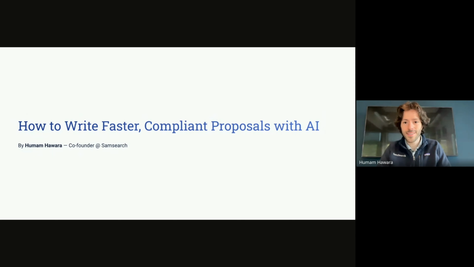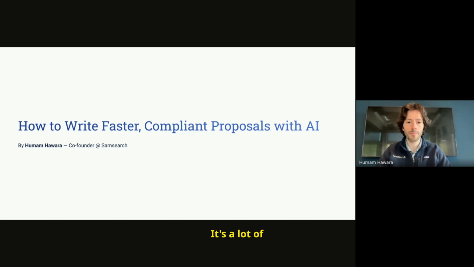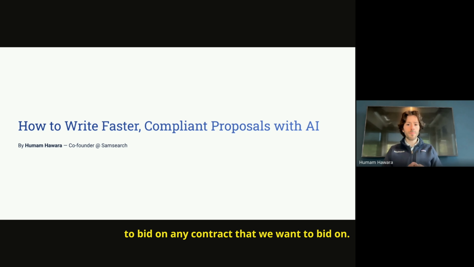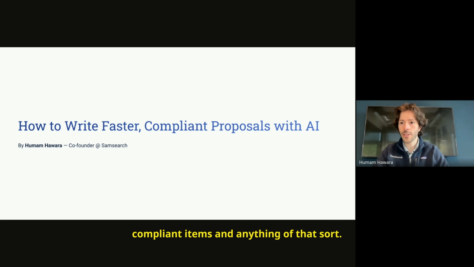One of the biggest things in government contracting is proposals, and it's hard to manage. It's difficult. It's a lot of pieces that we need to puzzle in together to bid on any contract that we want to bid on. A lot of documents, forms, compliance items, and anything of that sort.